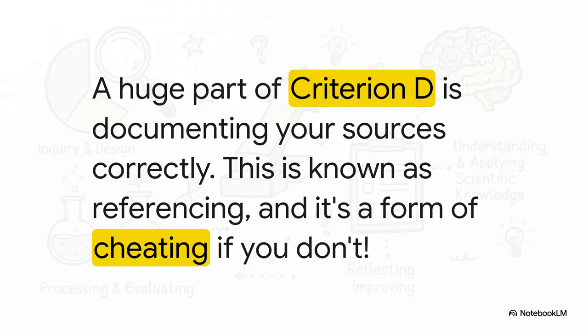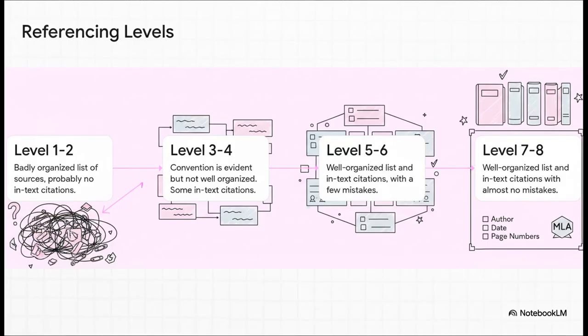A massive part of being a good scientist is giving credit where credit is due. And in the MYP, this isn't just good manners, it's a skill you are explicitly graded on. Not documenting your sources correctly is a pretty serious academic issue, and it can really drag down your grade in Criterion D. You can see the path to a top score so clearly here.